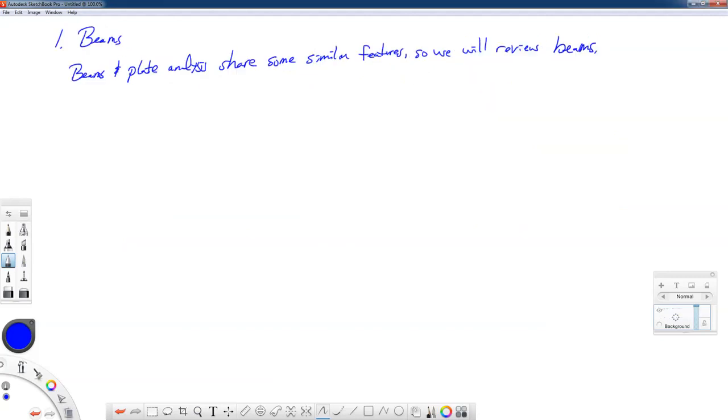Alright, so beams and plates share some similar features in their analysis methods and equations. So we're going to review beams, and in fact if you were to take a plate theory and reduce one of its dimensions to be very small in comparison to the other, it'll basically give you the beam theory back out of it, or pretty close to it. So let's just start off with our beam, and let me draw just a rectangular shaped beam.